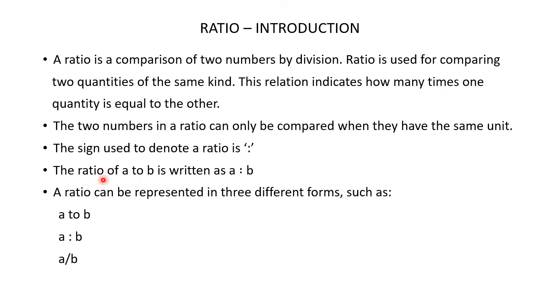The ratio of A to B is written as A colon B and is read as A is to B. A ratio can be represented in three different forms such as A to B, A is to B, and A by B.